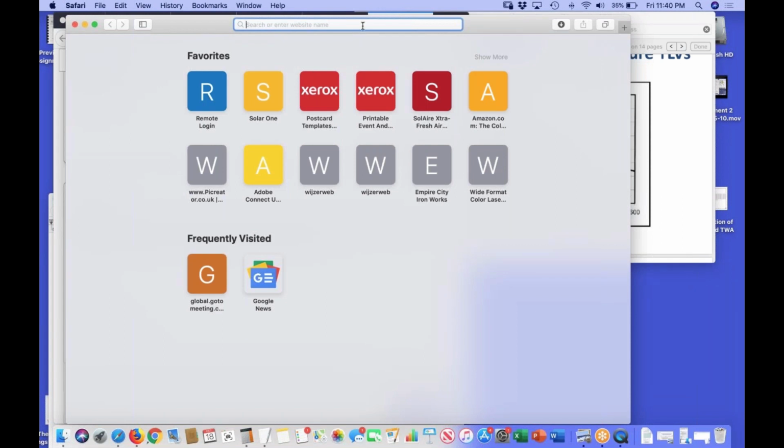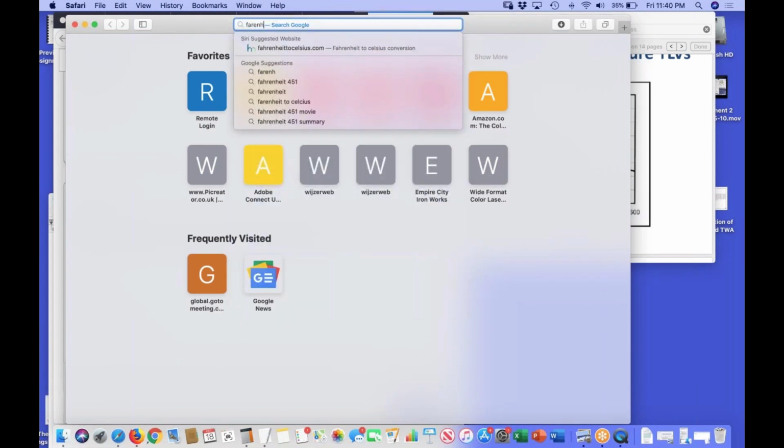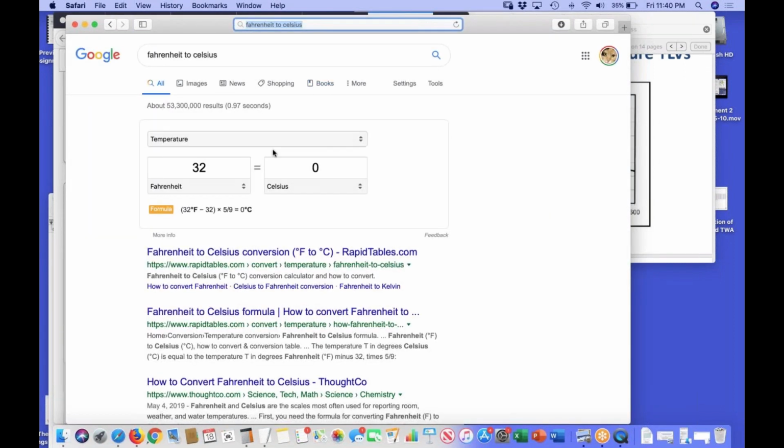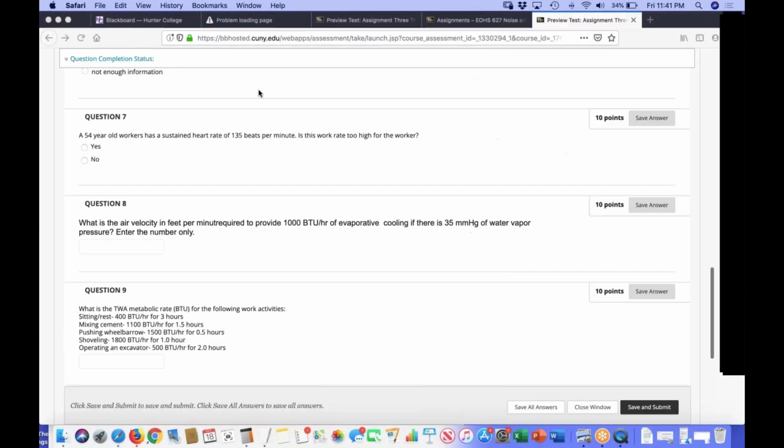We're going to have to convert that from Fahrenheit to Celsius. So 82.25 is equal to basically 27.9 degrees Celsius.